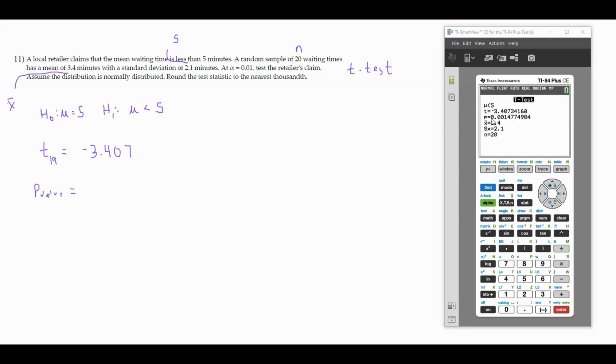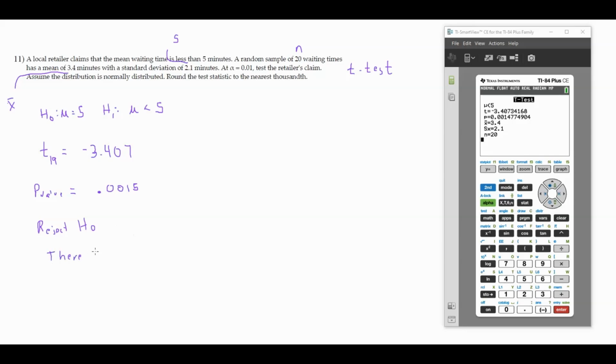The p-value right here, p, 0.0015. So 1, 2, 3, 4. Usually we round p-values to 4. Not always, but that's kind of the standard. Again, pay attention to the instructions on the test. So I go to the fourth place, one to the right, I get 0.0015. So that is my p-value. Well, I compare that to alpha. If p-value is less than alpha, I reject H0. Reject H0. What is the conclusion?